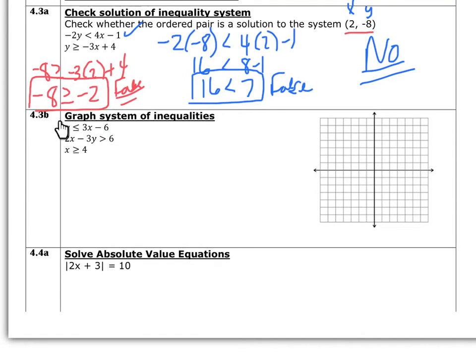Learning Objective 4.3b wants us to graph a system of inequalities. All we're going to do is take all 3 of these inequalities and graph them on the exact same graph paper and only shade where all 3 of them overlap. So let's start with this bottom one first. X is greater than or equal to 4.